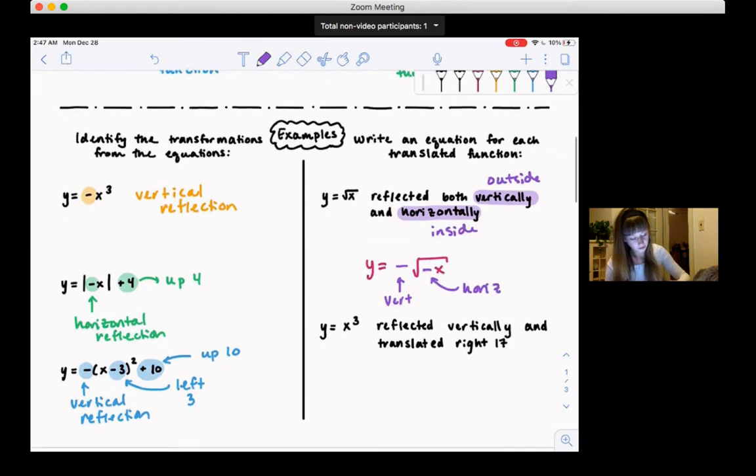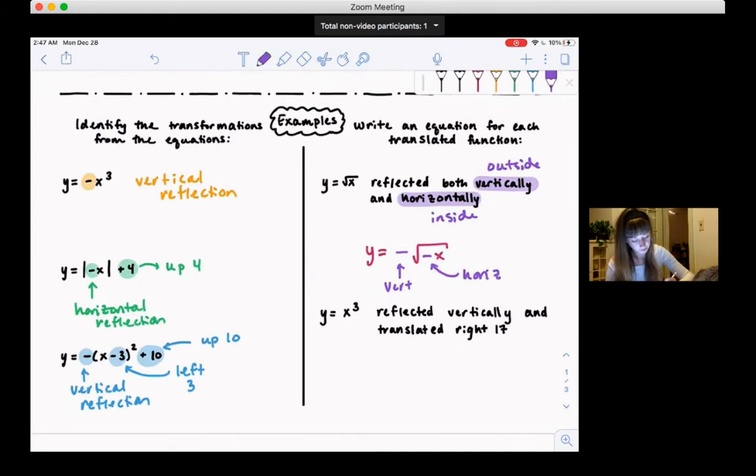All right, last one of this kind. So y equals x to the third, reflected vertically and translated right 17. So this is a negative outside. And then inside the function, to go right 17, we need a -17 inside.